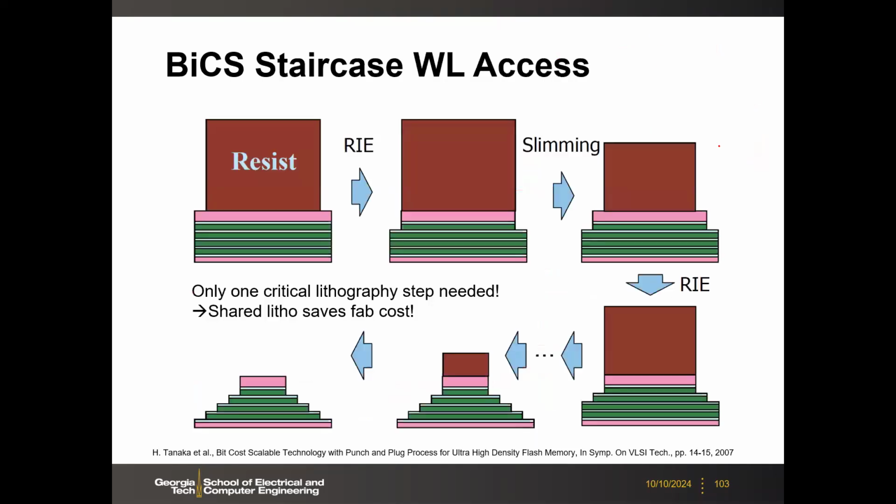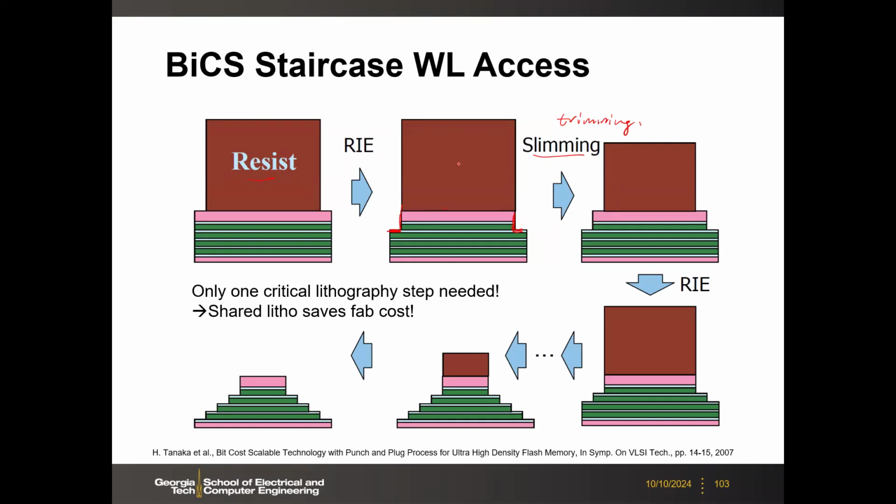So here, the key innovation is that the staircase also just needs one additional litho step, okay? So here is the key idea. This is called the photoresist trimming process, or slimming. So here you are going to use one litho step, and this is a photoresist. And then you do your RIE etch, okay? You need to control the etching rate and etching time, and then you stop at the first layer.